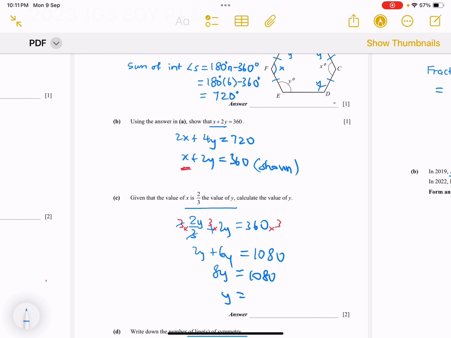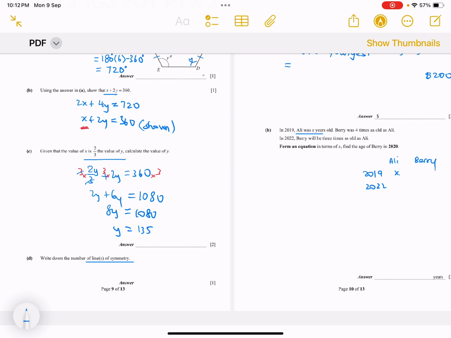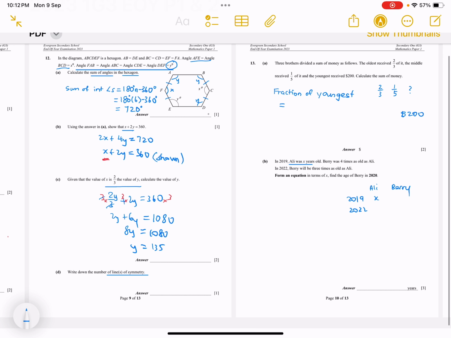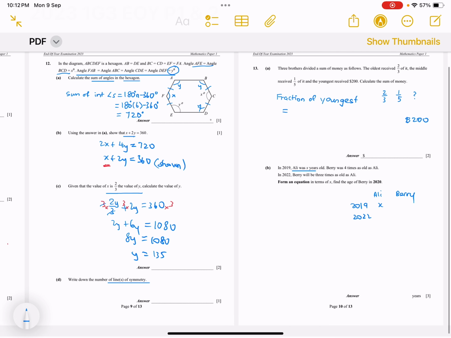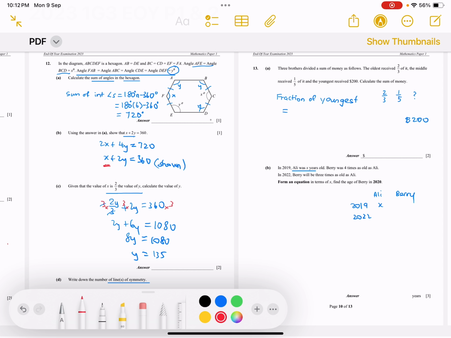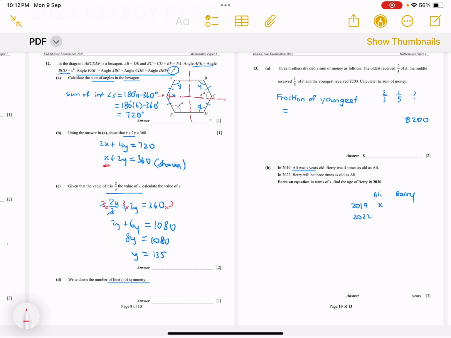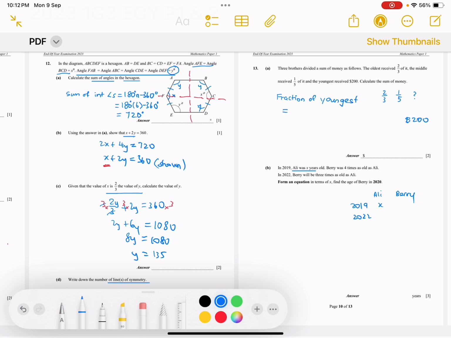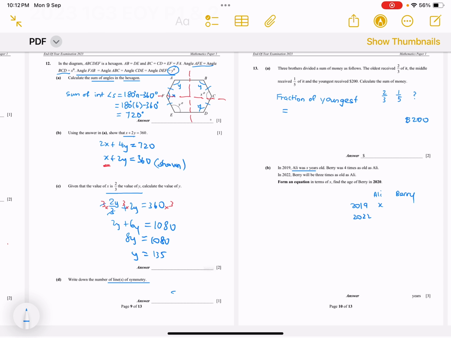Write down the number of lines of symmetry. Right. For this figure, lines of symmetry means the lines that divide the figure into two equal halves. There's one here, and then there's another one here. So altogether, how many lines? There are 2 lines of symmetry. Answer is 2.